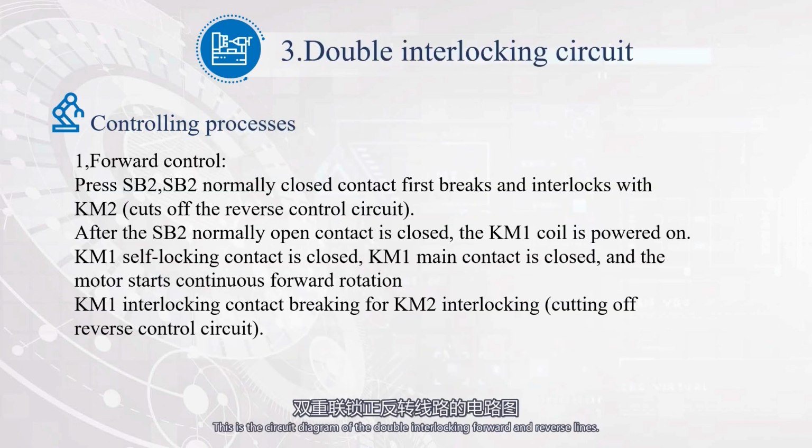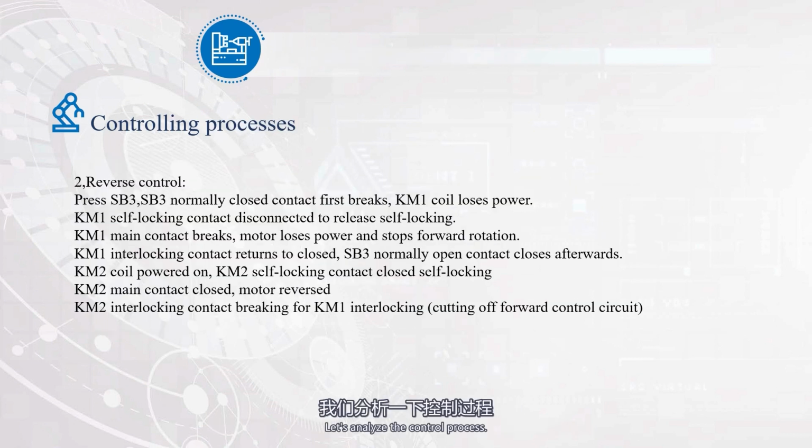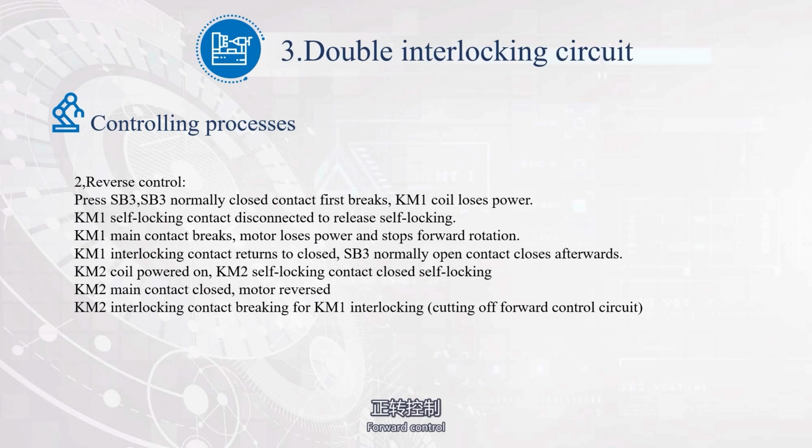This is the circuit diagram of the double interlocking forward and reverse lines. Let's analyze the control process. Forward control. Press SB2. SB2 normally closed contact first breaks and interlocks with KM2, cuts off the reverse control circuit. After the SB2 normally open contact is closed, the KM1 coil is powered on. KM1 self-locking contact is closed, KM1 main contact is closed, and the motor starts continuous forward rotation. KM1 interlocking contact breaking for KM2 interlocking, cutting off reverse control circuit.